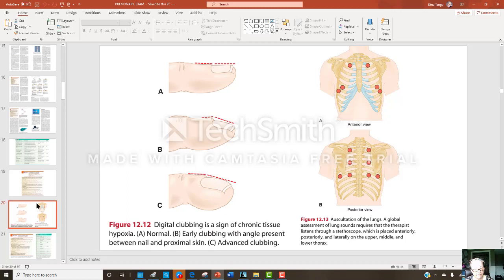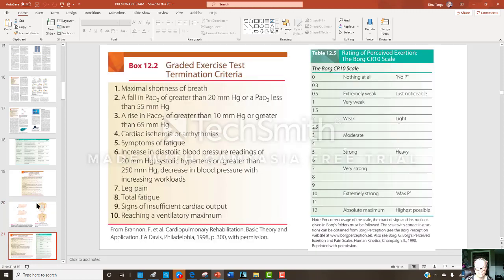Figure 12.12, digital clubbing is a sign of chronic tissue hypoxia. A shows a normal nail, B shows early clubbing, with angle present between nail and proximal skin, and C shows advanced clubbing. Figure 12.13, auscultation of the lungs. A global assessment of lung sounds requires the therapist listens through a stethoscope, which is placed anteriorly, posteriorly, and laterally on the upper, middle, and lower thorax.